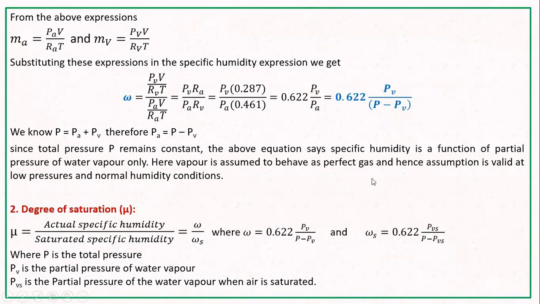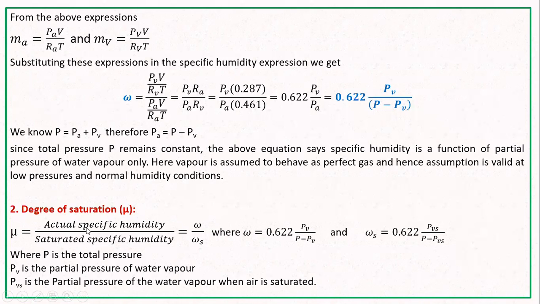So from this we say, since the total pressure P remains constant, the specific humidity is just a function of partial pressure of vapor only. Hence, vapor is assumed to behave as a perfect gas and the assumption is valid. This is the expression for the specific humidity, and this you have to remember to solve the numericals on psychrometry.